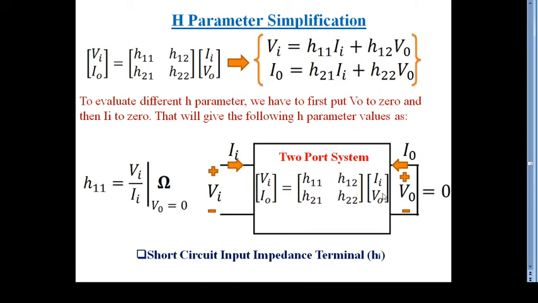Is it okay? What we are doing, just putting the V0 = 0. V0 = 0 means we are short circuiting the output. Okay, so after short circuiting the output, it will give Vi by Ii. It is in unit ohm. Okay, so for the next parameter, what we have to do?